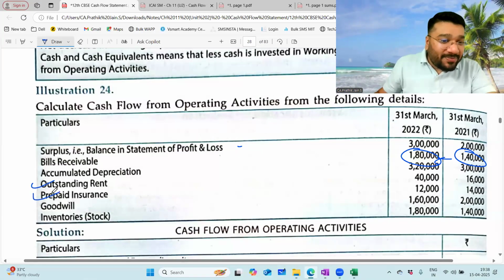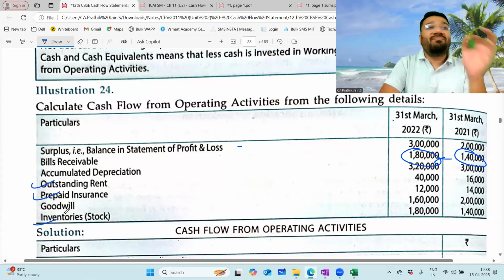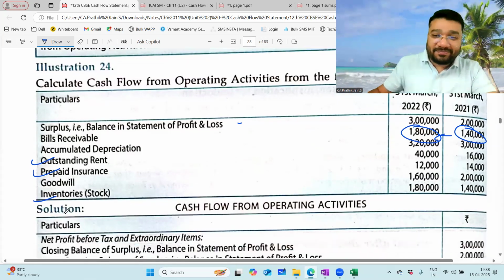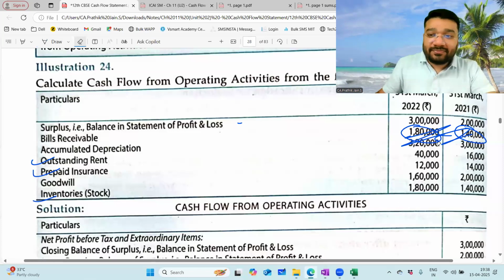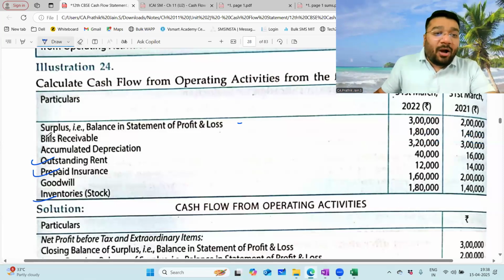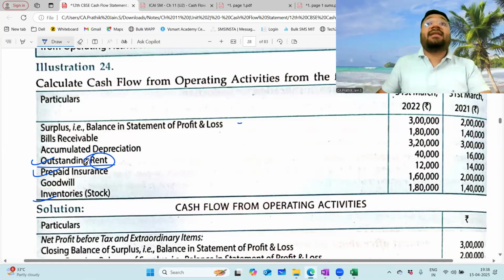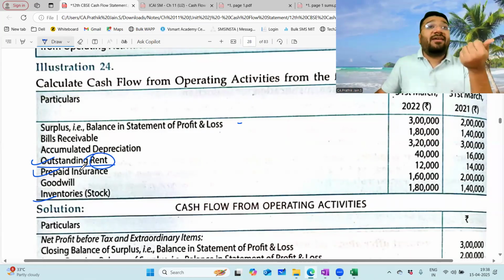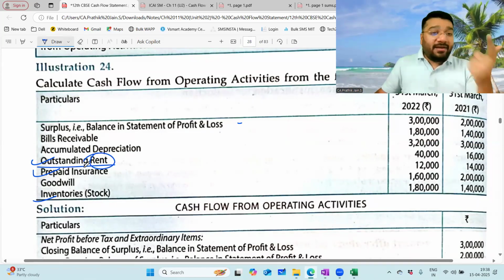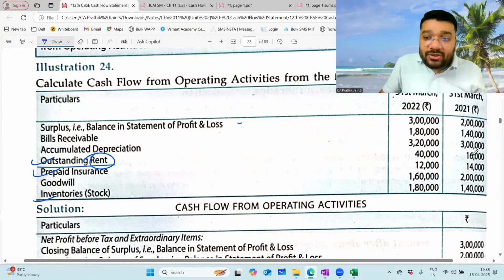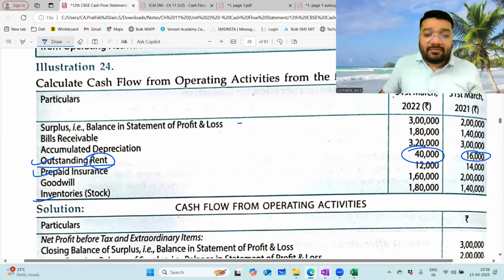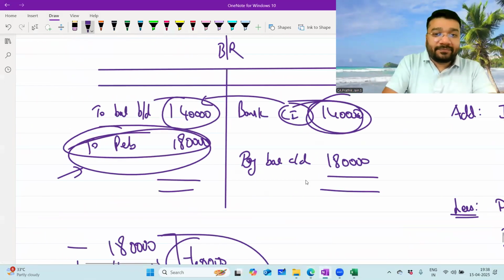Outstanding rent, prepaid expenses and inventories. Perfect explanation I have for each of them. Now, outstanding rent means what? Expense incurred but not paid. Means money not paid. Opening balance how much? 16. Ending is 40. Listen to me very carefully.